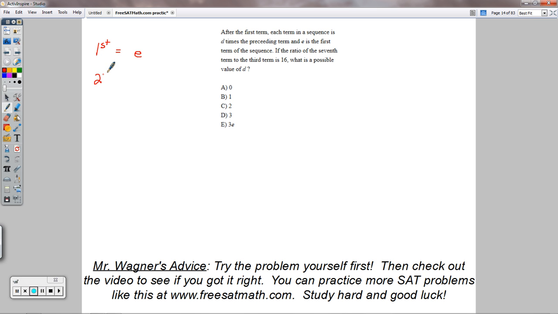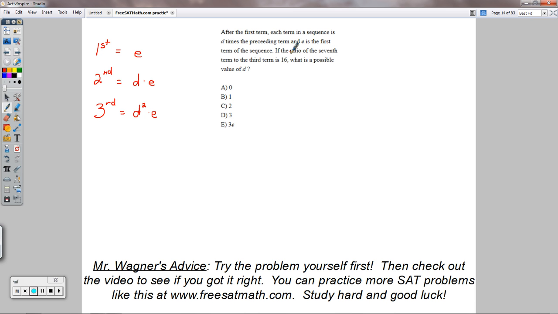The second term is supposed to be D times the preceding term. So D times that, D times E. And then the next term is going to be that term, D times E, times another D. So it's D each time, another D times more. So that next term would be D squared times E.